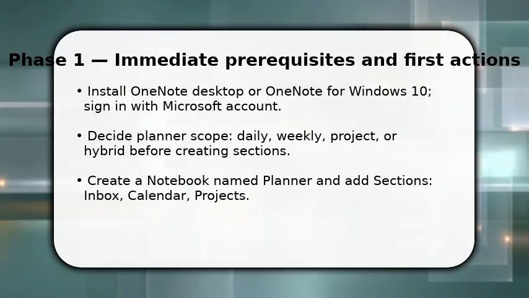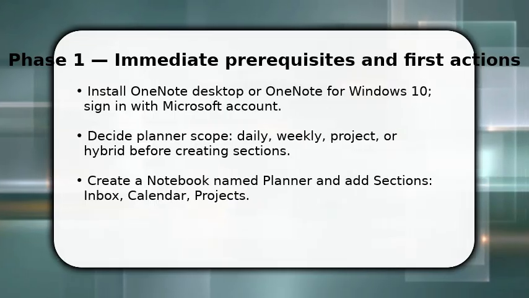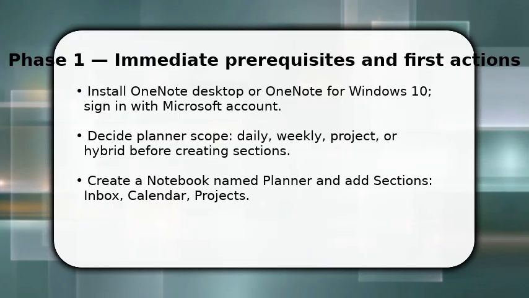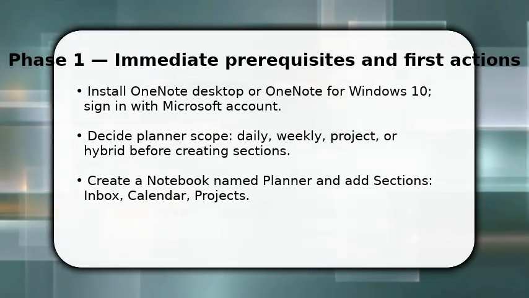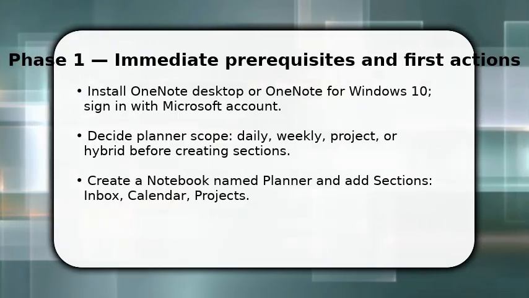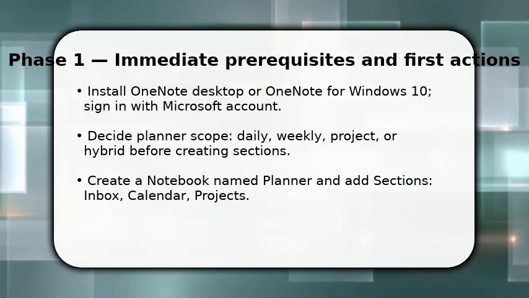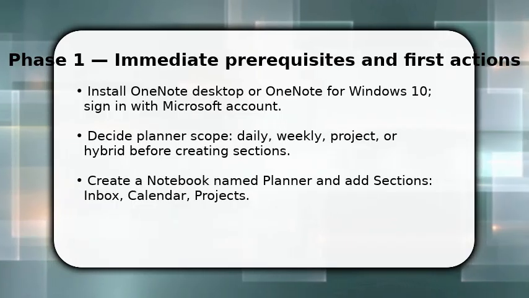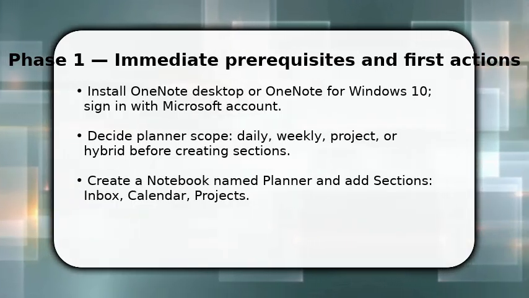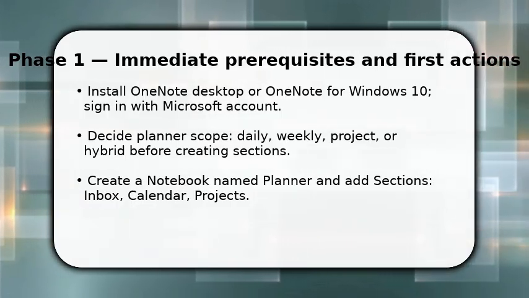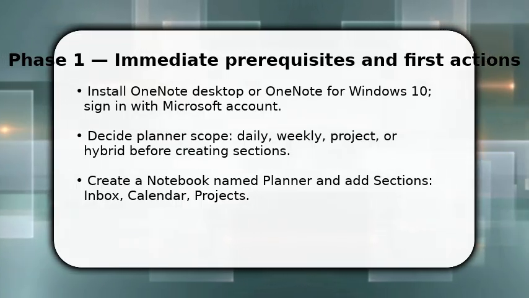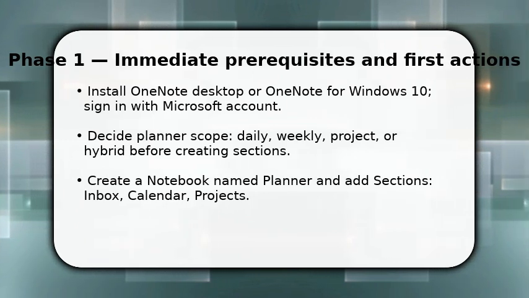You begin by collecting what you need and opening OneNote, sign in so syncing works. Next, decide the planner scope, daily, weekly, project, or hybrid, because structure guides templates. Create a notebook named Planner, then add sections, inbox, calendar, projects. Once done, make a page template for quick entries, include title, tags line, and quick links. Don't waste time on cosmetic choices, set core sections, and a template now so future steps plug in cleanly.